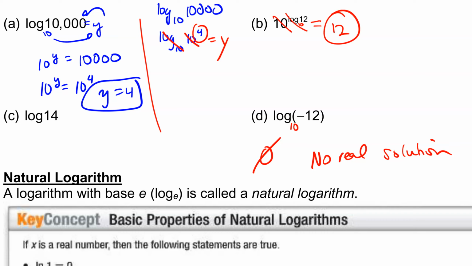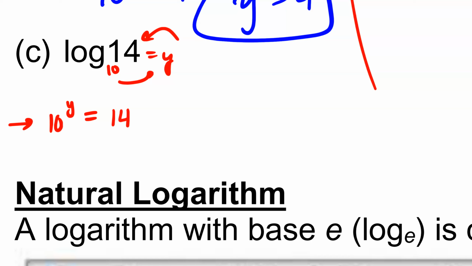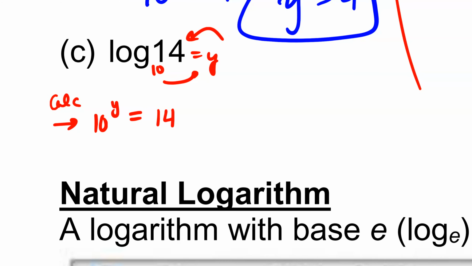So secretly there's a 10 here, equals y. Now 10 to what power is equal to 14? So this is where the calculator comes into play, because there's no way you could solve this on your own. I mean, you could, but it might take you a while. Because 10 to the first power is 10, and 10 to the second power is 100, so it's going to be between 1 and 2.